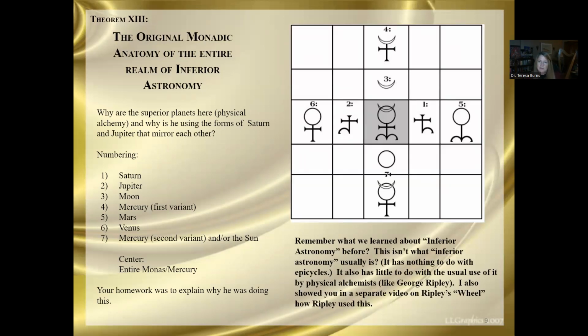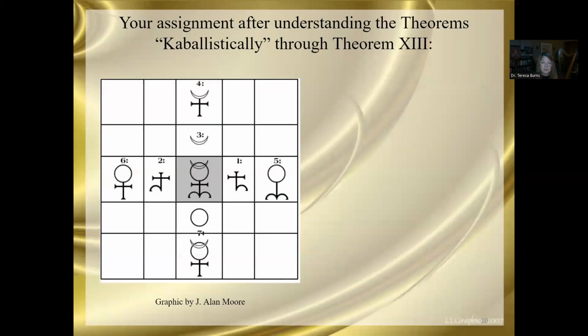And so we talked more about inferior astronomy, and that it had nothing to do with epicycles, that it had to do with the use of alchemists like George Ripley. I showed you in a separate video on Ripley's wheel how Ripley used this, and referred you to some wonderful scholarship of Rampling. So what you have in that kind of squaring the wheel of physical alchemy is fascinating, but I would submit to you, it's not going to help solve the riddle of the egg in this theorem.